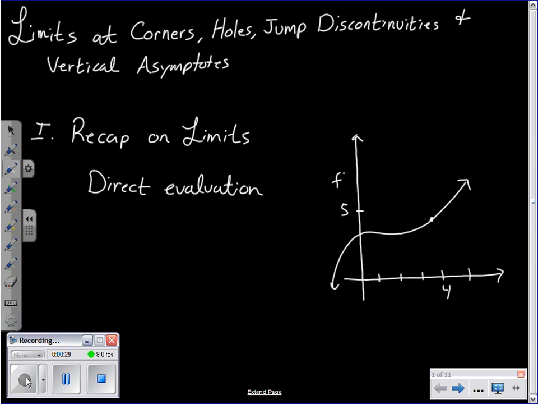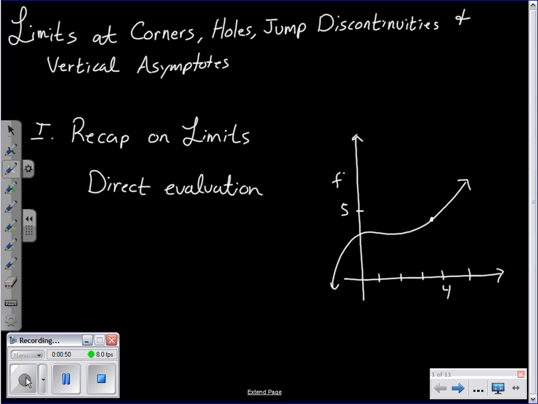So just a quick recap of limits so far. What we've been able to establish is that you can find the limit of a function. As x gets really close to something, you can see what the y values are approaching by direct evaluation. Direct evaluation is simply whenever you plug the x value in and you get a y value out.